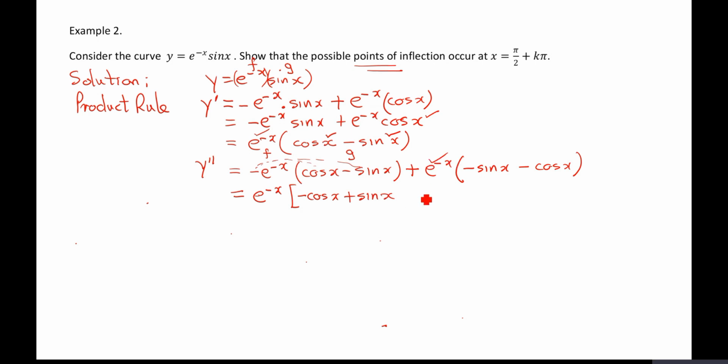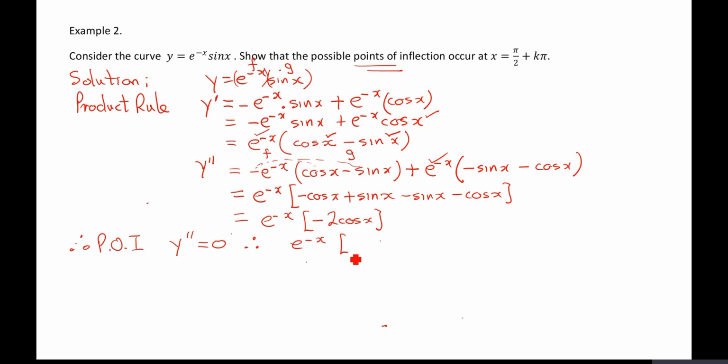And I've removed e to the minus x. I'm left with minus sine of x minus cos of x. The signs cancel. I get e to the minus x multiplied by minus 2 cos of x. So there's my second derivative. And I know for points of inflection, the second derivative must be equal to 0. Therefore, e to the minus x times minus 2 cos of x is equal to 0.